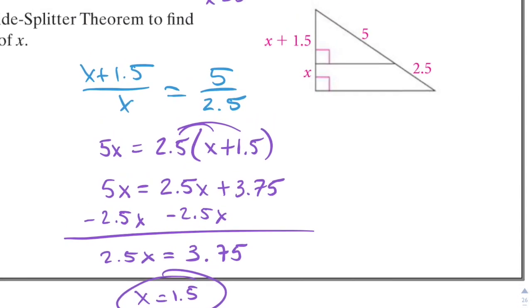And that looks perfect, because look at our proportion here. We have 2.5 is to 5, so that's double. So 1.5 would be to 3, and that's double.